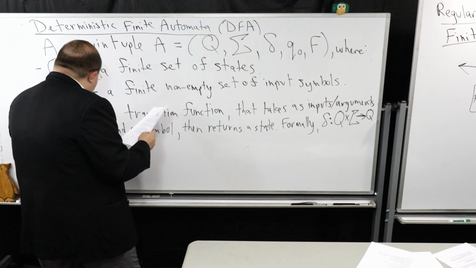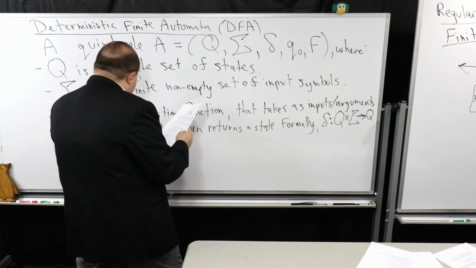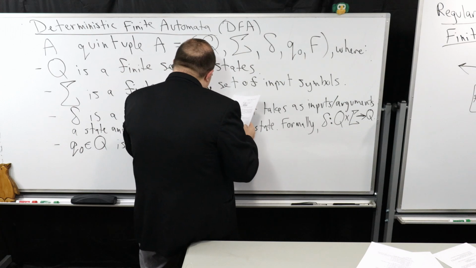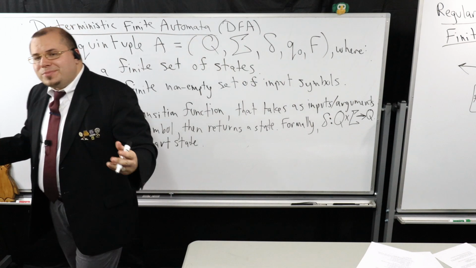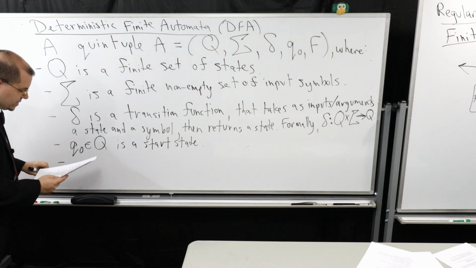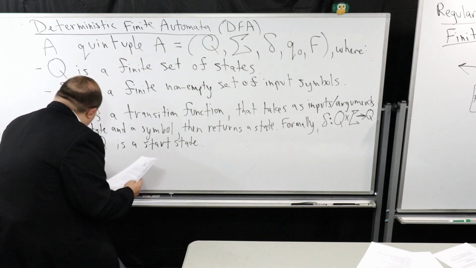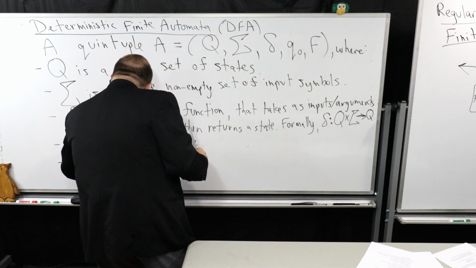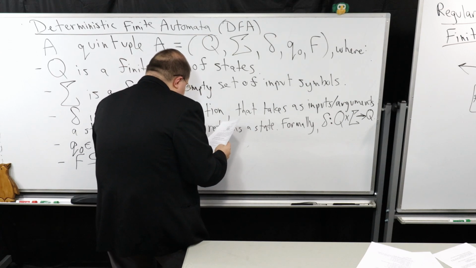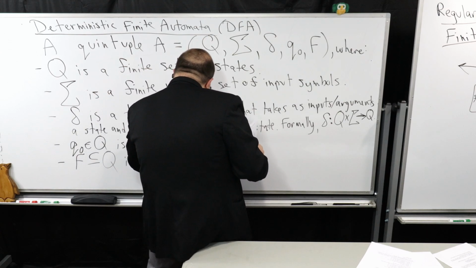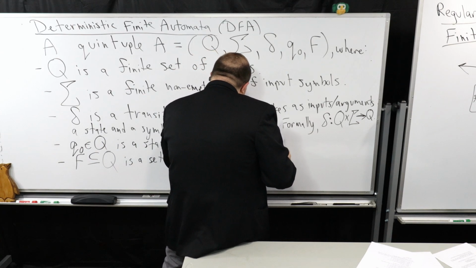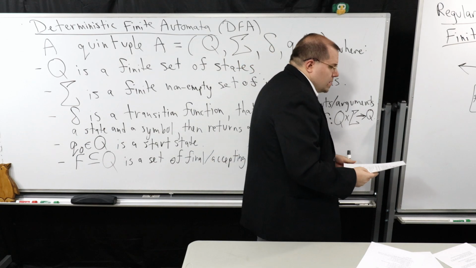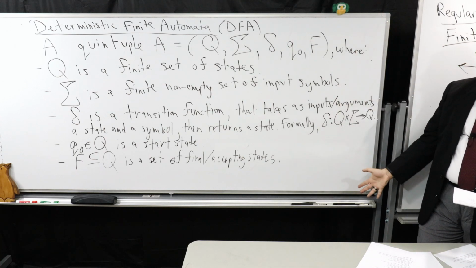So Q0, which is going to be one of the states, is the start state. There's only one. And then we're going to have a subset of all these states that we're going to call the final or accepting states. So F is a subset of Q, a set of final or accepting states. So there's the definition of a DFA.